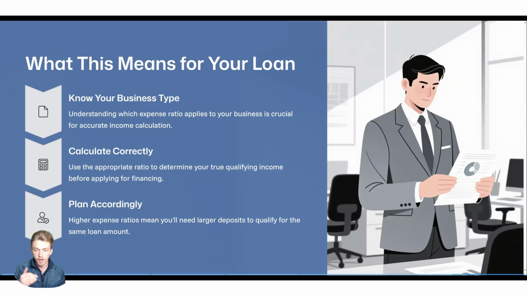As I mentioned before, reach out to me. We can have this income calculated. We can average these bank statements and have this calculated within an hour for you. We've got to make sure we use the appropriate expense ratio to determine your true qualifying income before you really get approved and get out home searching.